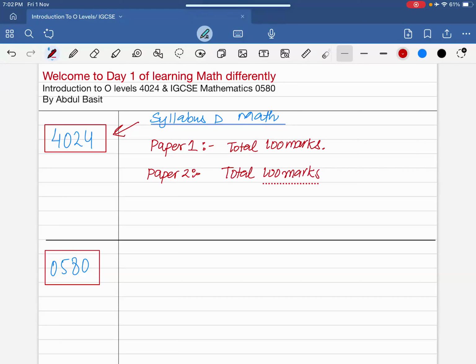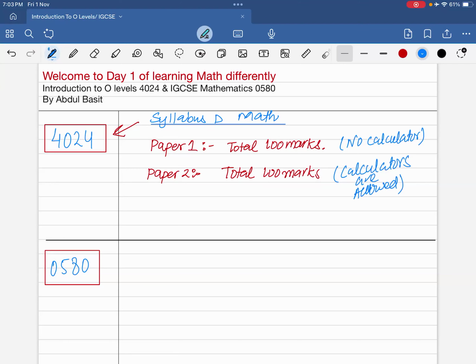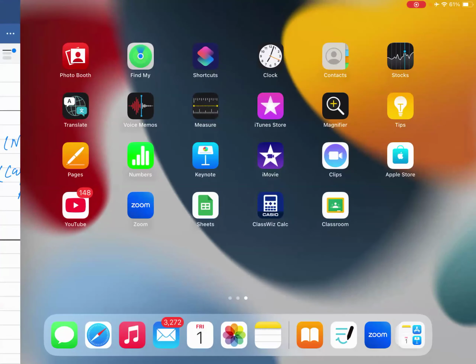Okay, then remember one thing, that the total mark for these papers remains the same for O level students, and in paper 1 there is no calculator, but in paper 2 calculators are allowed. Please turn off your mic, whoever's mic is on.